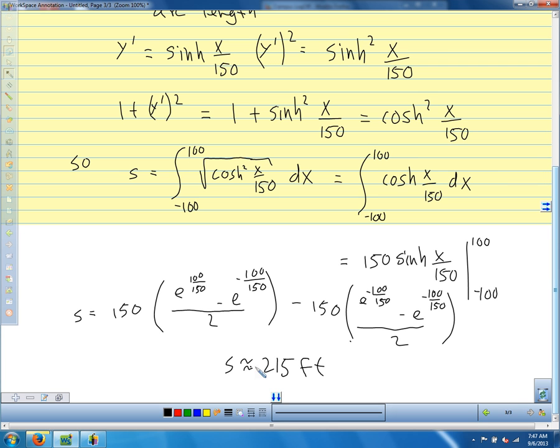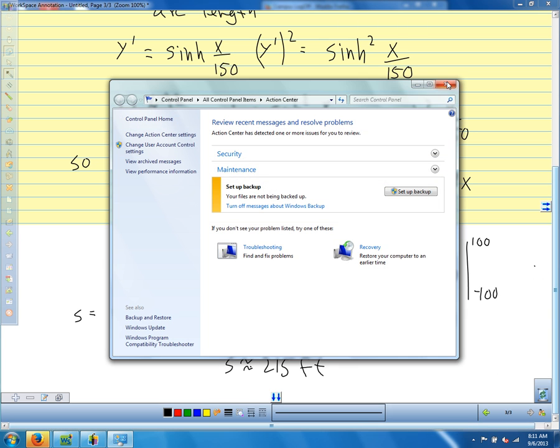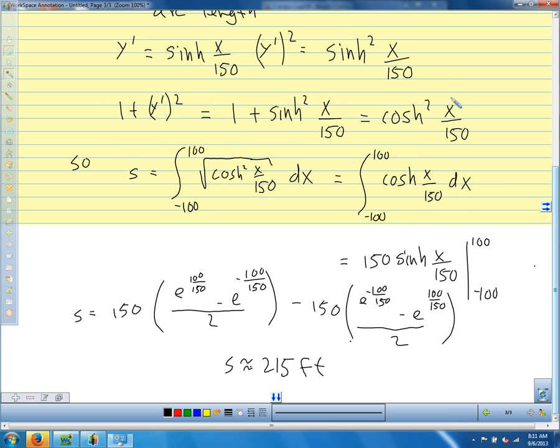My recommendation when you're doing arc length problems, try to simplify the integrand as much as you can before you try to integrate. Because a lot of times there's manipulation that you can do that simplifies your work by a whole bunch. Oh yes, this should be a positive. Yes, thank you. Because I have a negative and a negative. Oops. So questions on that?